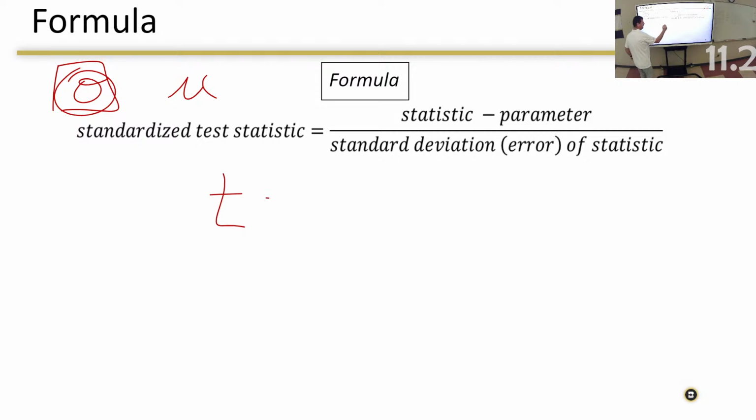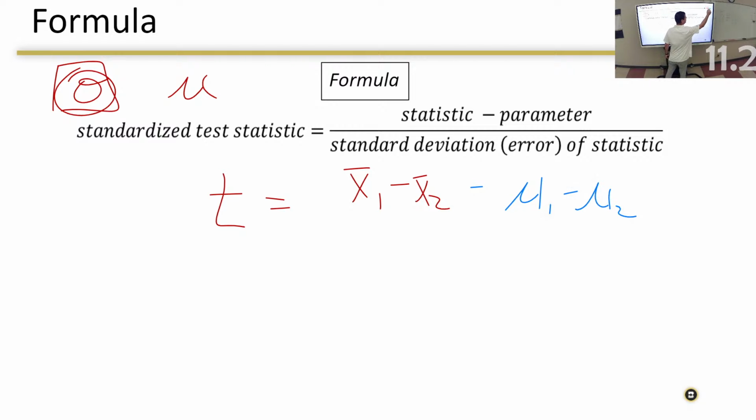My statistic this time is X bar 1 minus X bar 2. Whichever one you put is 1 and whichever one you put is 2. Right? That's my statistic. Then it's minus my parameter, which is mu1 minus mu2. There. Maybe that helps you see it. Okay?